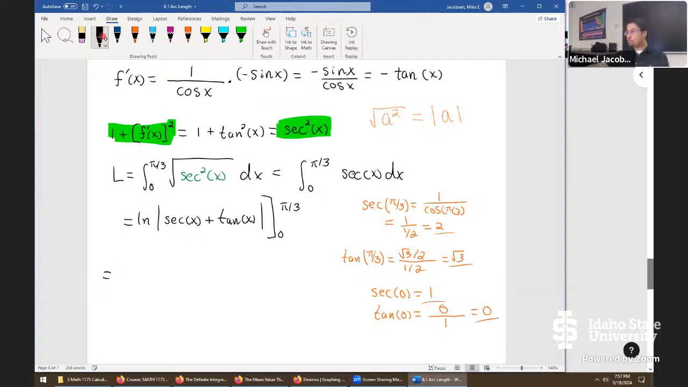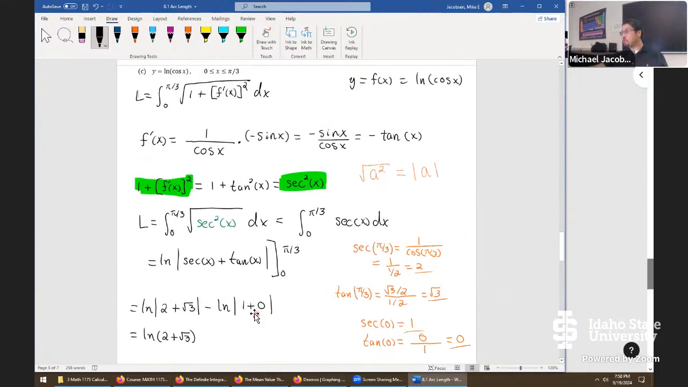So now that we've done that, it's a lot easier to write out this evaluation. It's going to be natural logarithm, absolute value. At pi over 3, we're going to be putting 2 for the secant plus root 3 for the tangent. Minus natural log absolute value. We just do it again. At angle 0, secant came out as a 1. Tangent came out as a 0. So then this simplifies even further. We have just positive quantities, so absolute value bars weren't necessary on the next steps. The whole length of this curve is natural log 2 plus the square root of 3. Natural logarithm of 1 is 0, so that should be our answer.